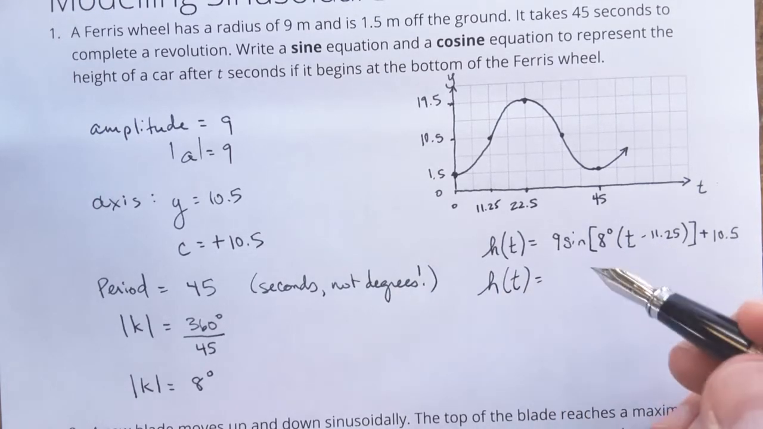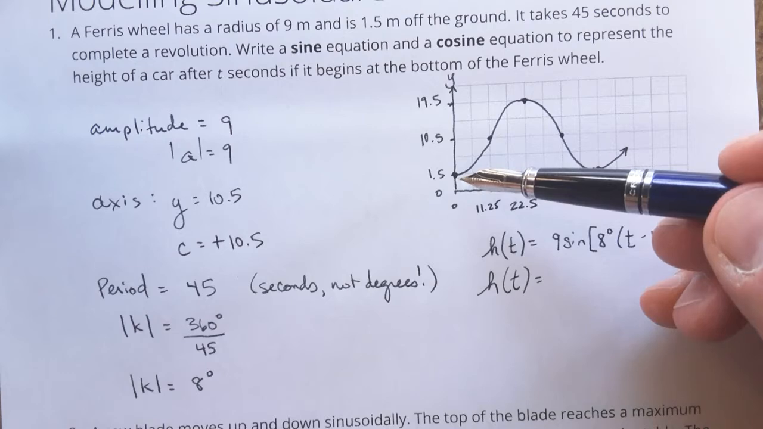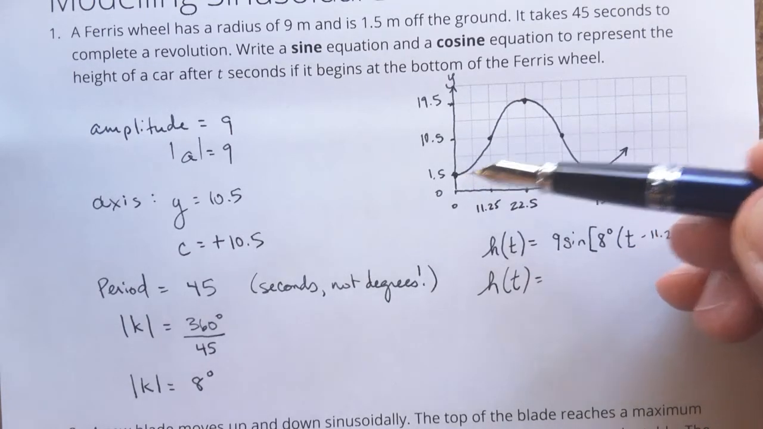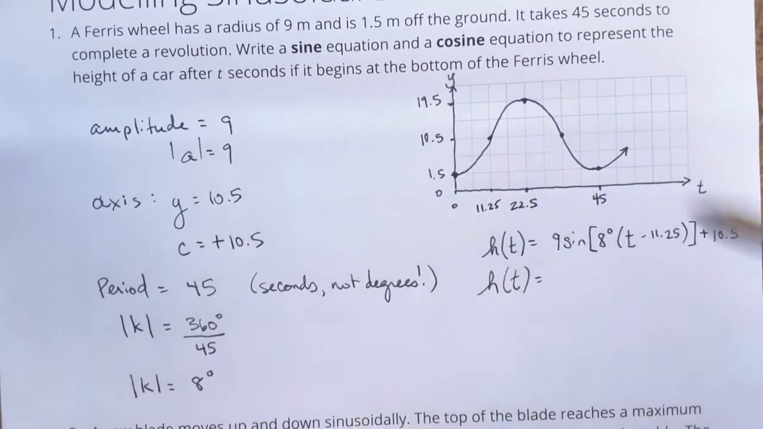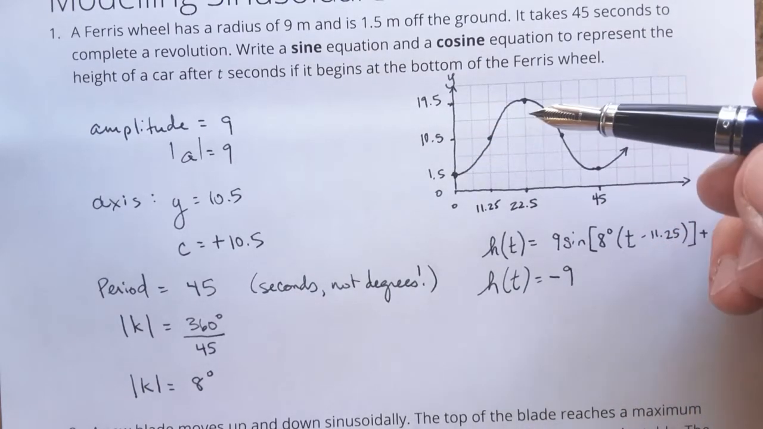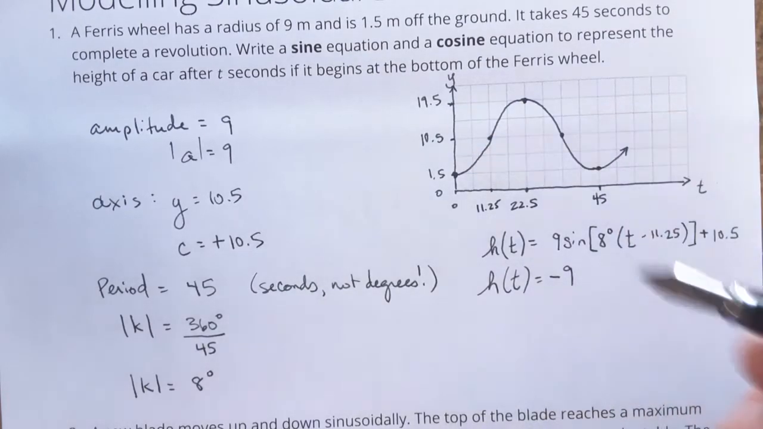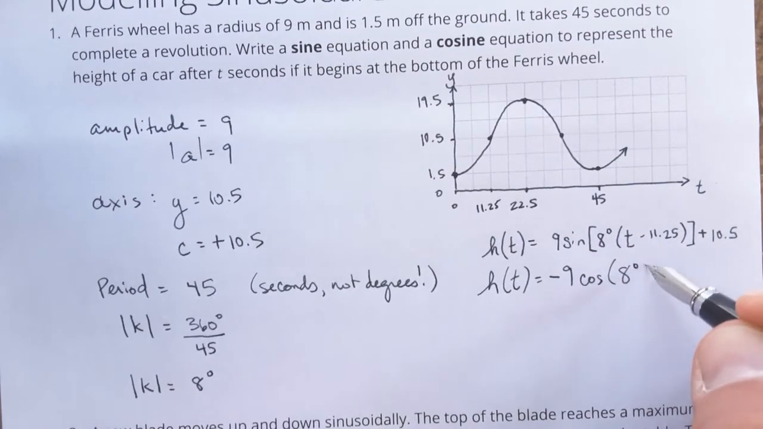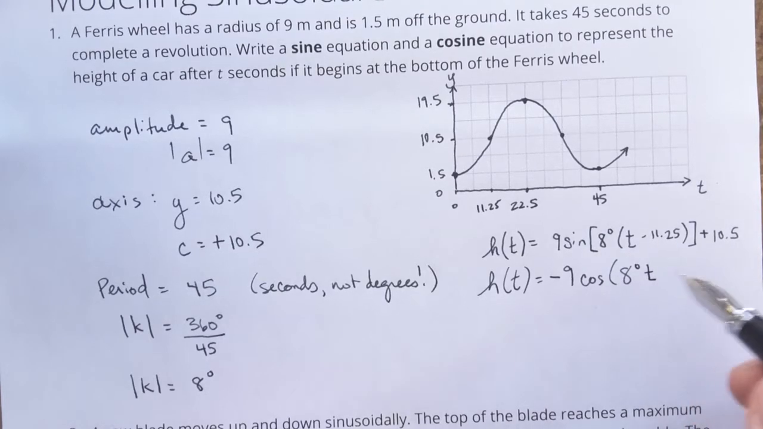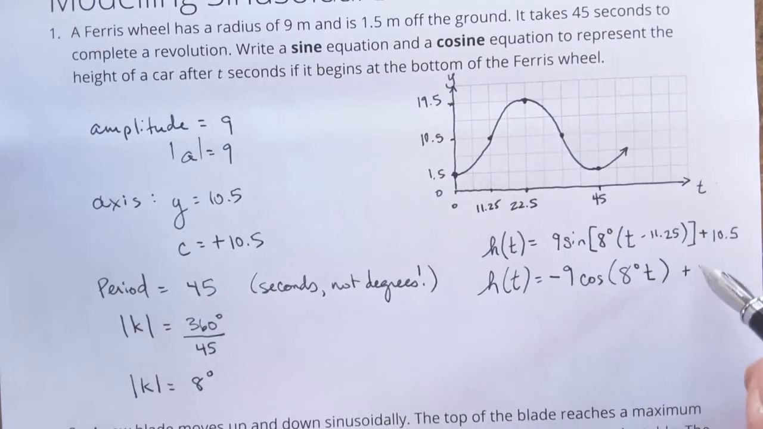Let's try a cosine version. I noticed that because we're starting at the minimum, this is kind of a flipped over version of cosine. Cosine starts at a maximum usually. So by doing a vertical reflection, I don't need a horizontal translation. Now I'm just flipped over and starting at the bottom. So I can use cosine, I can use a round bracket, 8 degrees t, that's 8 times t in degrees, and then plus 10.5. So there we have two different equations to represent the same situation.